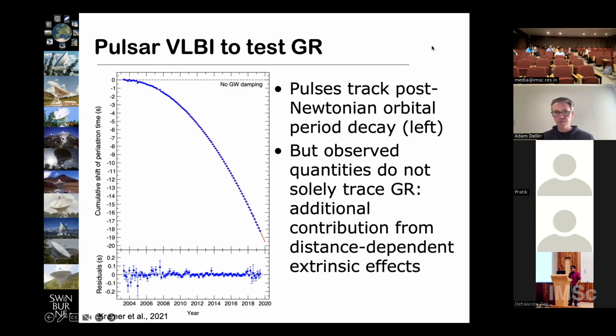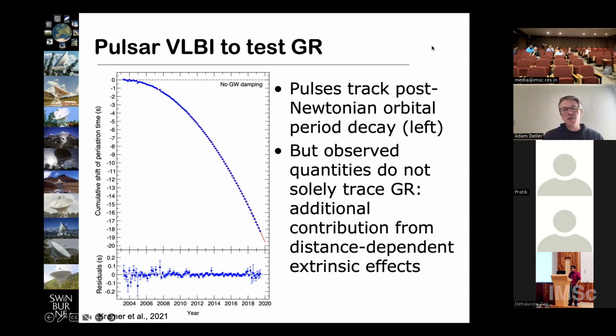So the orbital period decay due to gravitational wave emission leads to advance of periastron that's plotted here on the left, and you can model that. You can model what you would expect based on GR and see that it matches perfectly. People have been doing that for a long time and only making it look better and better.